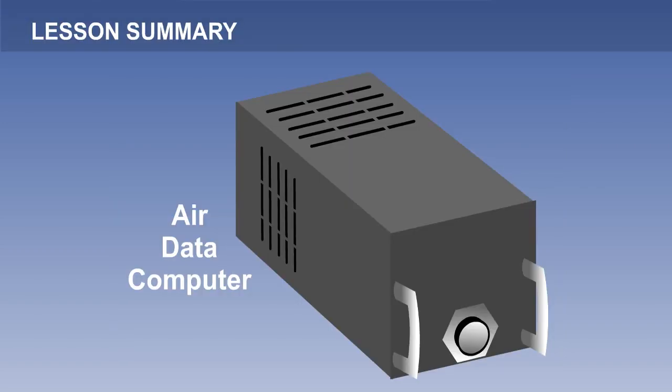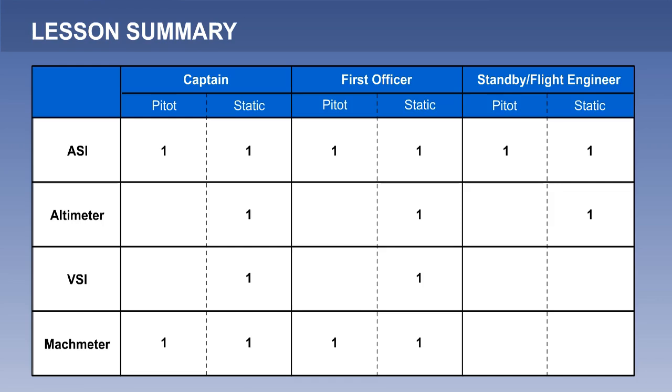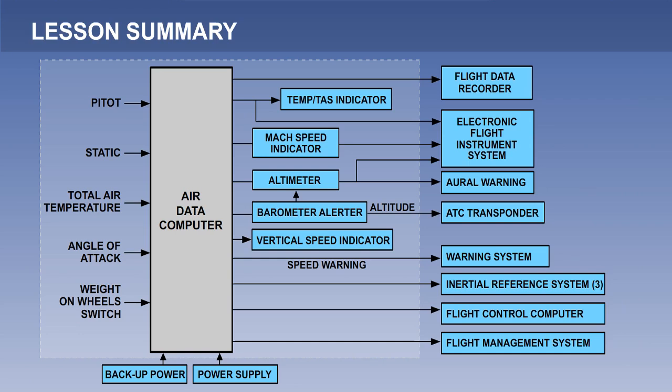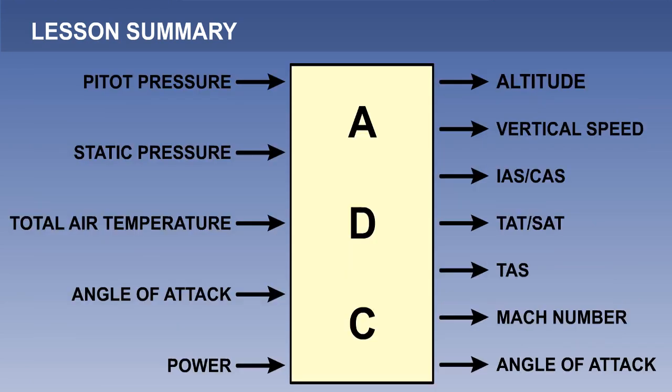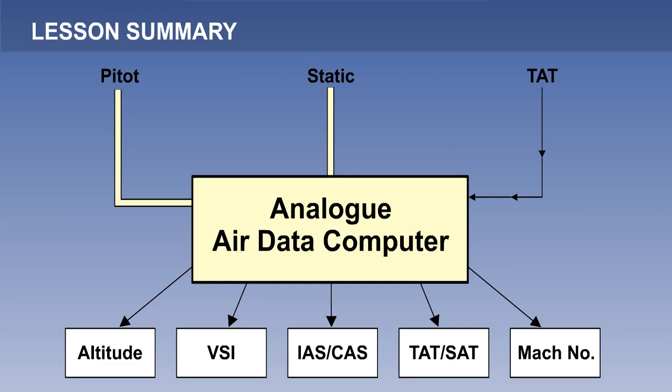Let's summarize this lesson. In response to the problem of increasing complexity of pitot-static piping in the multi-crew aircraft of the late 50s, early analog air data computers were developed. From the 1980s onwards, these were superseded by digital air data computers, which are now fitted to all modern airliners. The basic 5 inputs to a modern ADC are pitot, static, total air temperature, angle of attack, and power.